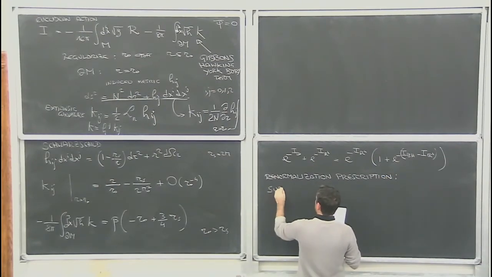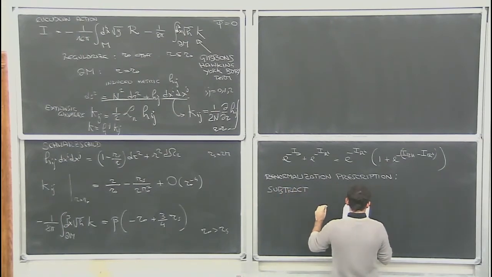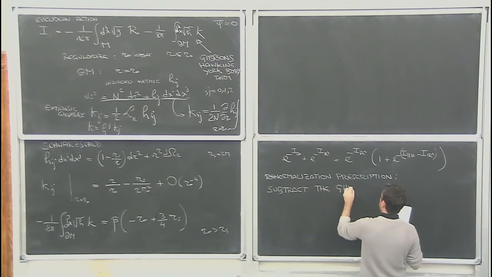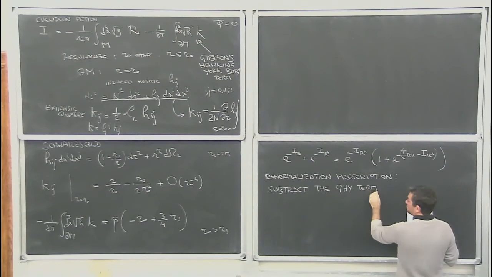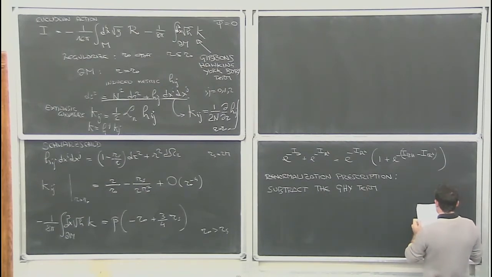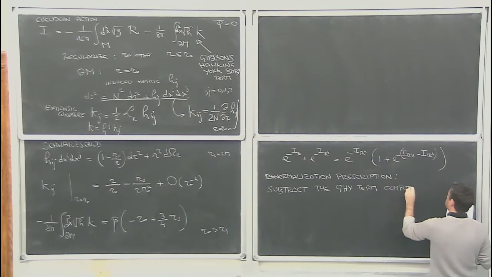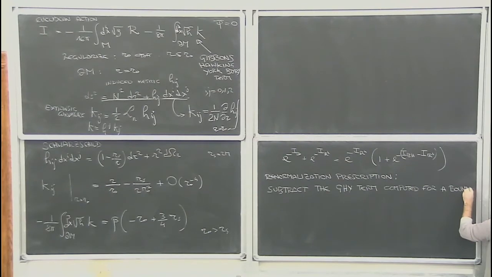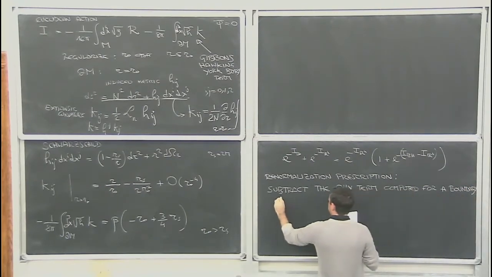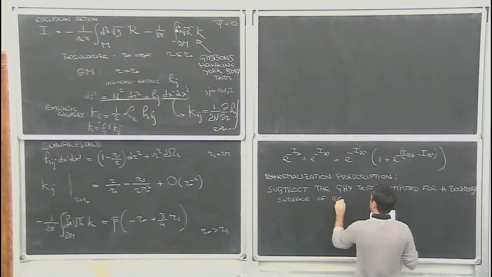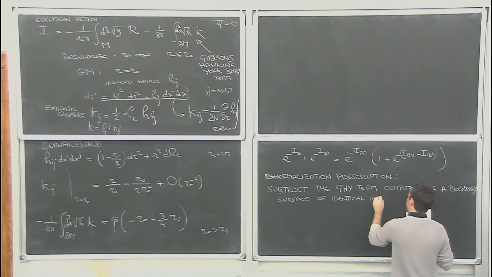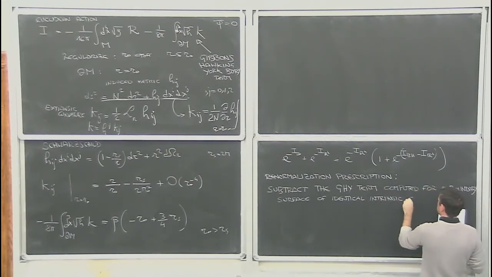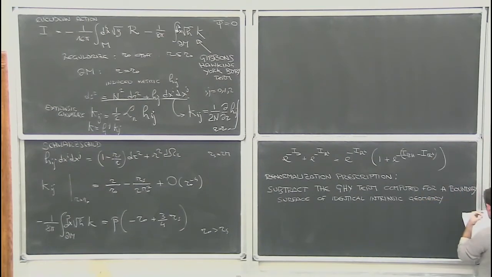So first I write it, so maybe it's more clear. Subtract the Gibbons-Hawking-York term from the one that we already have, computed for a boundary surface of identical intrinsic geometry as the boundary that we have in our solution.